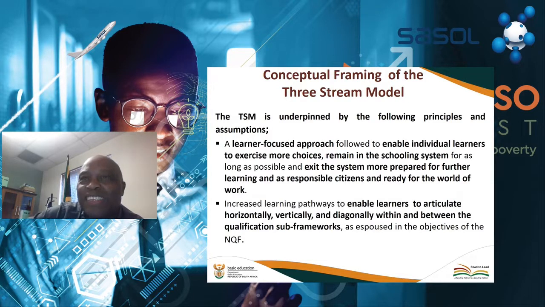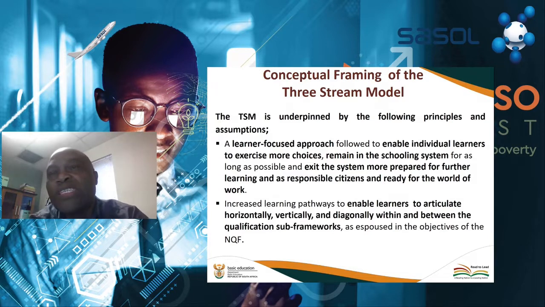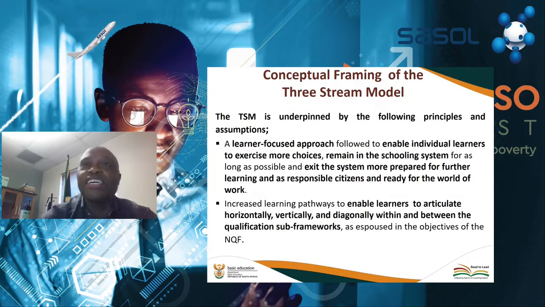Especially exiting the schooling system at grade 12, it seeks to make sure that learners are prepared for the world of work, so that even those that may not continue to hone their skills further by entering into higher education institutions can articulate into the world of work because they would be prepared. There are increased learning pathways to enable learners to articulate horizontally, vertically, and diagonally within and between the qualification sub-frameworks as espoused in the objectives of the NQF.